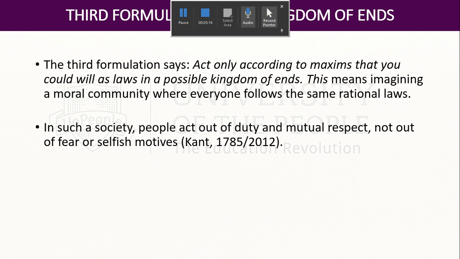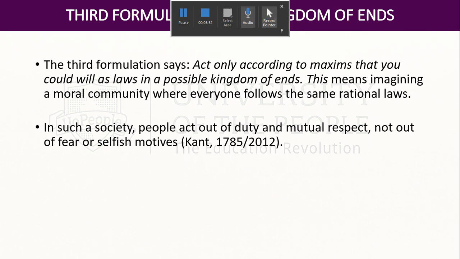The third formulation is the kingdom of ends. This formulation asks us to imagine a moral community, a kingdom of ends. In this ideal community, everyone follows moral laws that they could also will for everyone else. This means acting not only as someone obeying morals, but also as someone who helps create them.